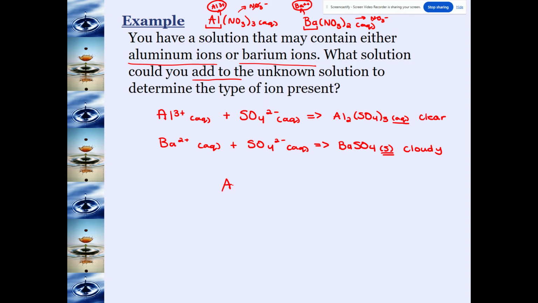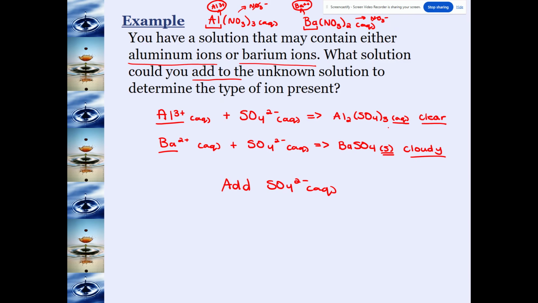So by adding a source of sulfate ions, if the solution turns cloudy, we know barium was present, because barium and sulfate make a precipitate. If the solution remains clear, we know aluminum ions were present instead, because they stay dissolved, and technically they would stay dissociated.